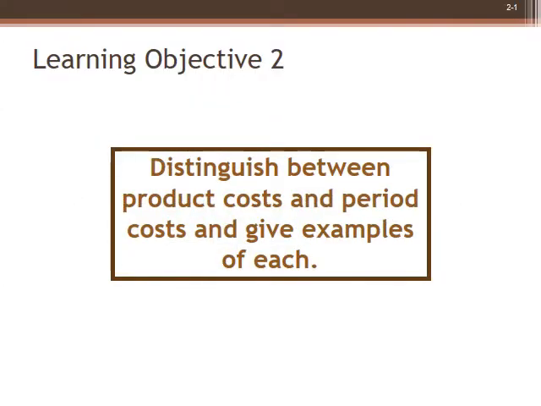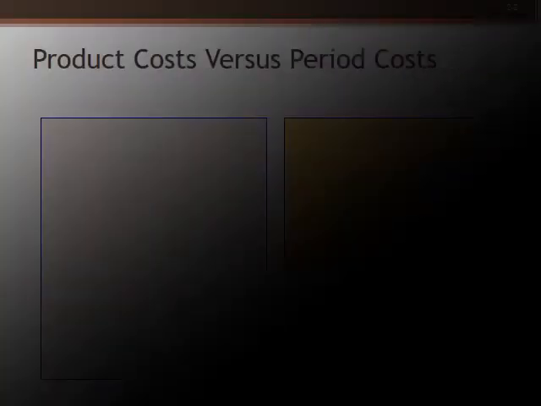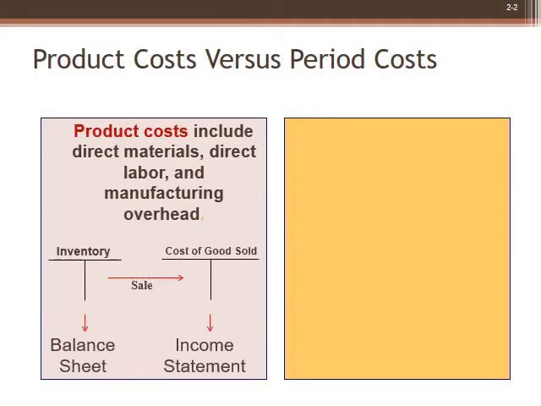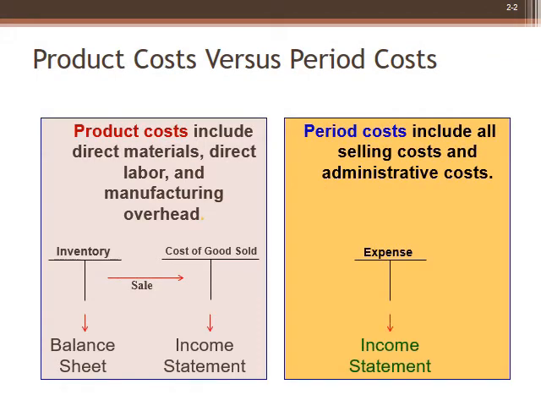Our learning objective 2 is to distinguish between product cost and period cost and give examples of each. So let's talk about that. Product cost versus period cost. Product cost includes all the costs that are involved in acquiring or making a product. Most specifically, it includes direct material, direct labor, and manufacturing overhead.